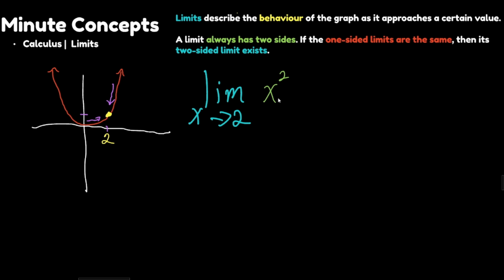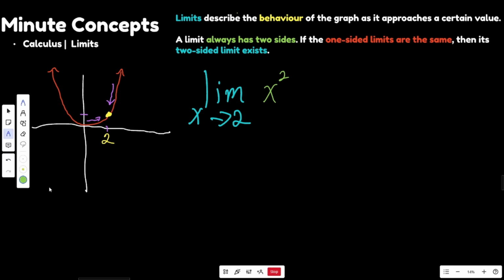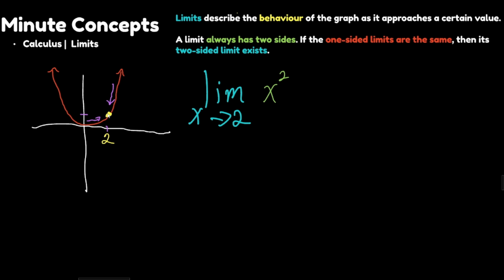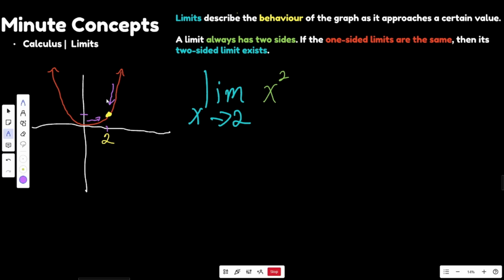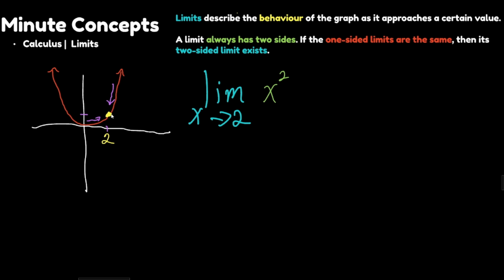But the general idea is, we're trying to see what happens as we approach the value we want to see, for example, in this case, x approaches 2. We want to see if they're approaching the exact same point, because if they approach the same point, then their limit exists. And that is what we call the two-sided limit. So when they approach the same point, this function has a two-sided limit at that point.